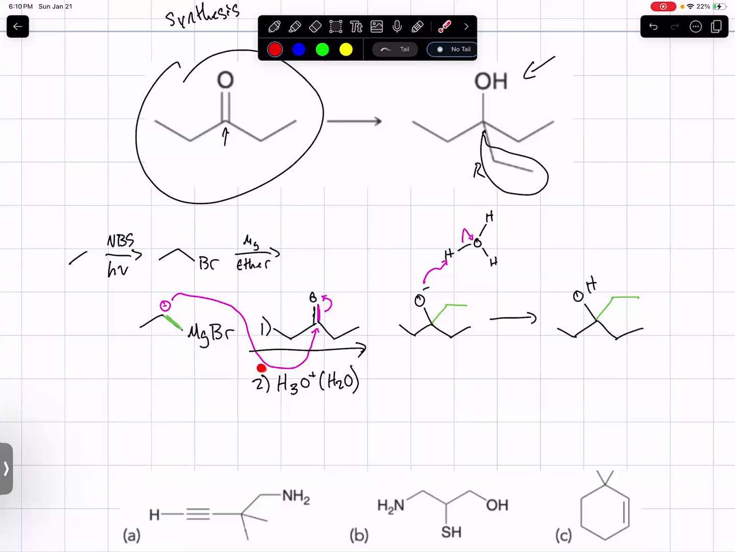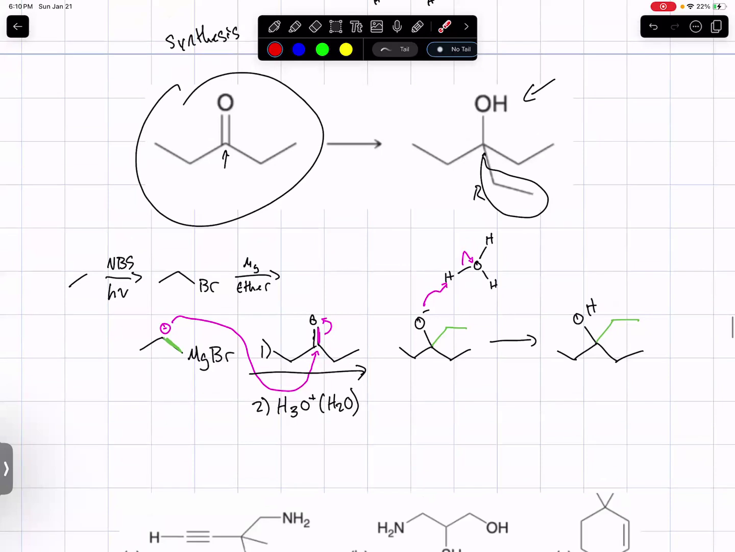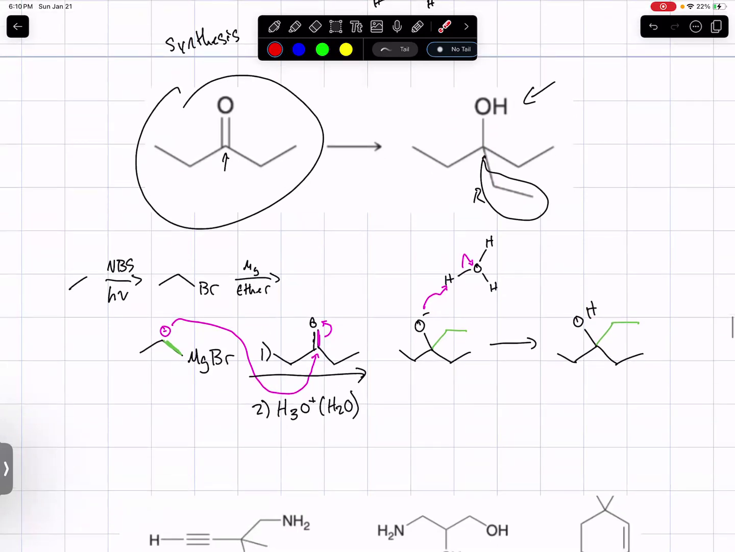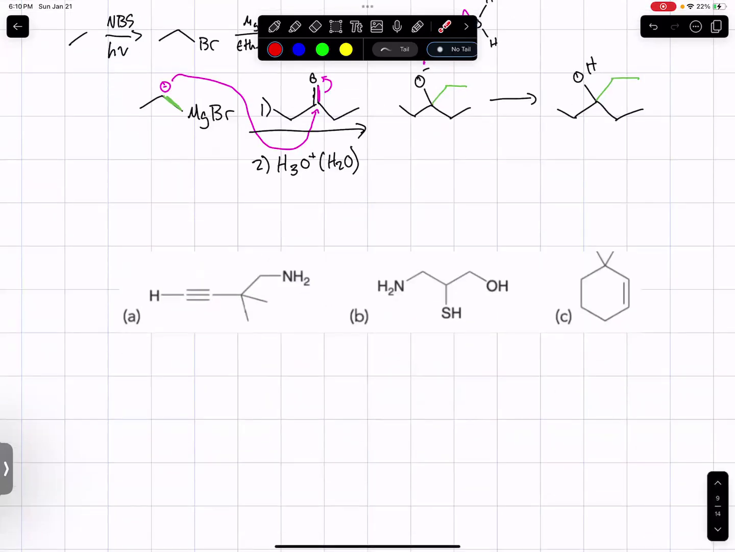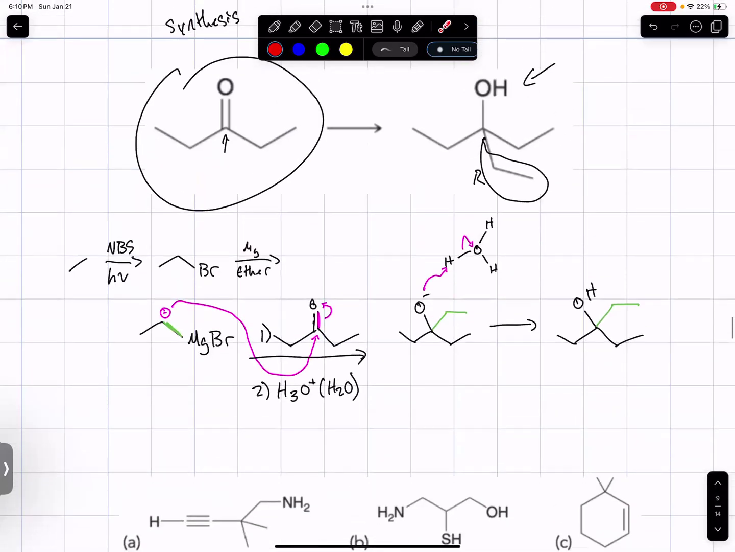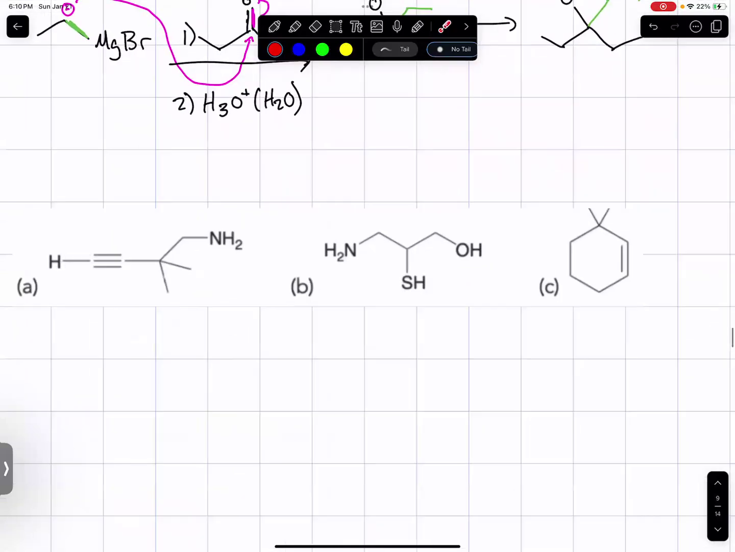We follow that with an acidic source to be able to protonate this alkoxide ion to make it into an alcohol. And that adds our alkyl group, our R group, this ethyl group that we added here, and it also protonates our alkoxide to make it into a tertiary alcohol. Okay? Not too shabby. All right. If there are no questions, I'm going to move on to this next question.